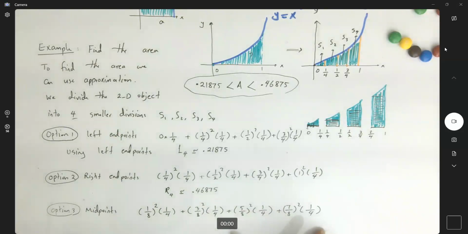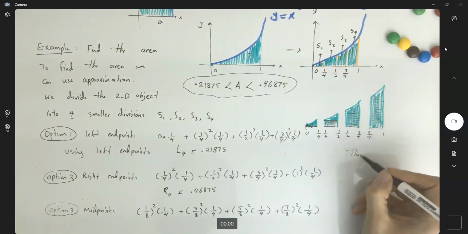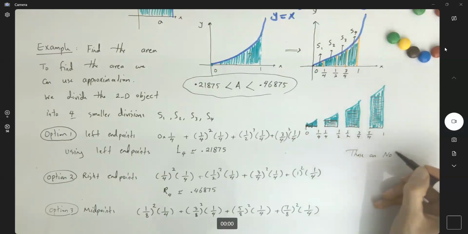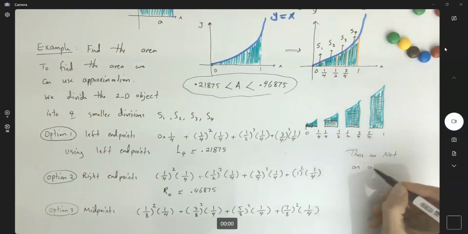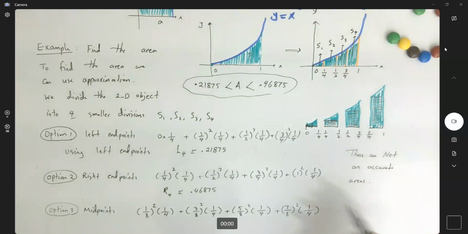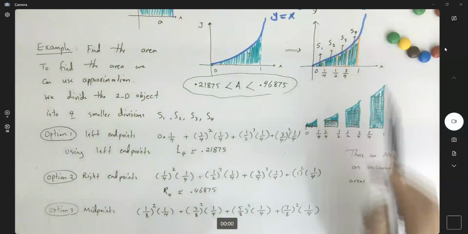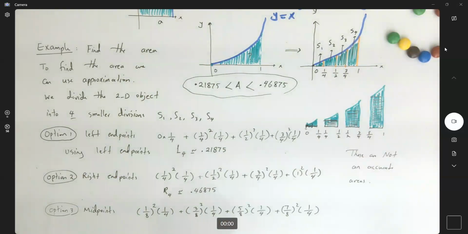It's going to be very close to this area, but it's not very accurate. None of these numbers give you an accurate area. That's why we're going to introduce the shortcuts to actually find the area for these types of functions.